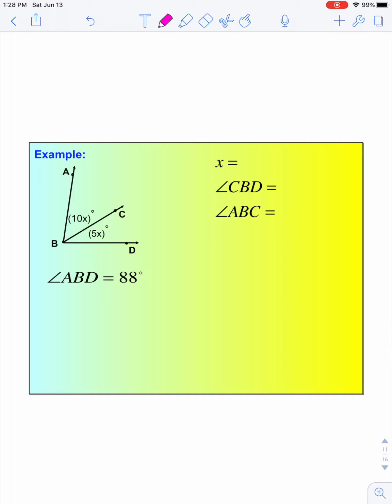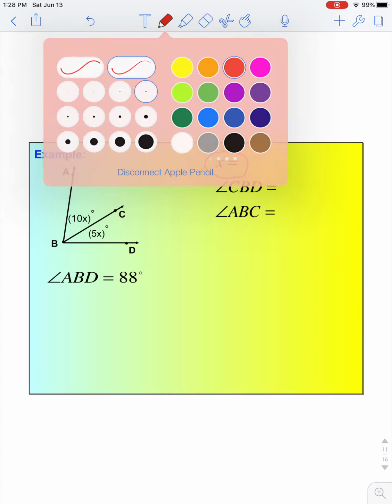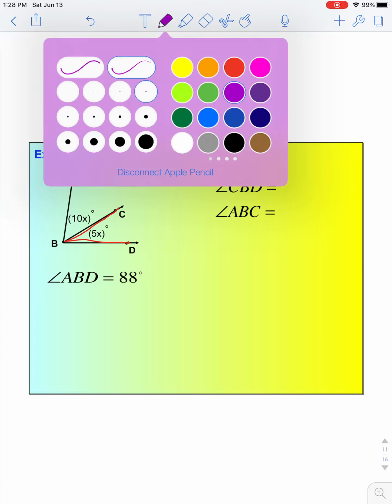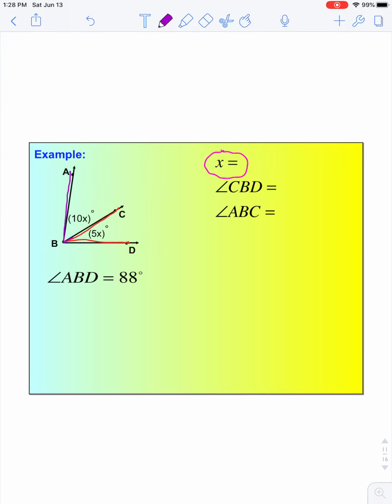We're doing the same thing. We're just going to use expressions rather than values. We want to find the value of X here. So to do that, we're going to take the angle measure of CBD, and then we're going to find CBD. So we know that CBD right here, this is 5x. When we add that to ABC, it's going to equal this whole thing, ABD, which is 88 degrees. So all we're going to do is take 10x plus 5x and set it equal to 88.